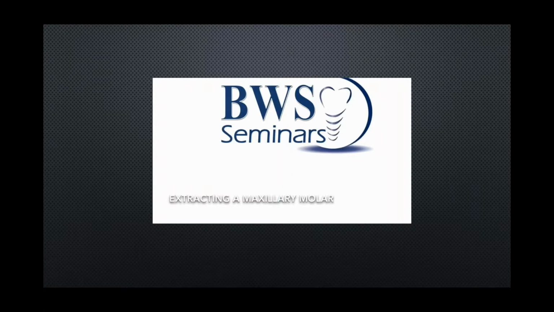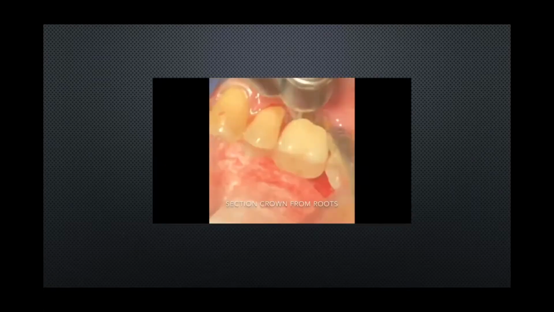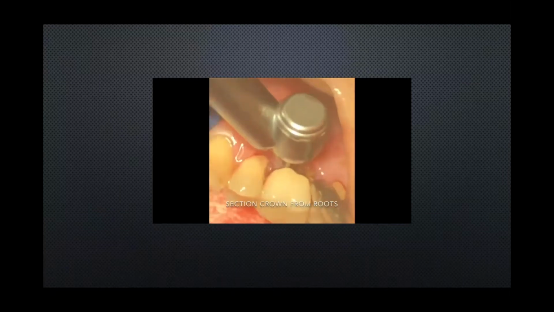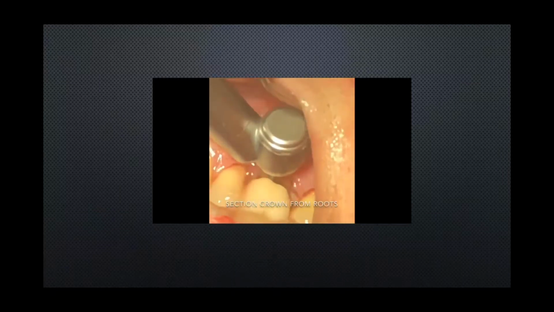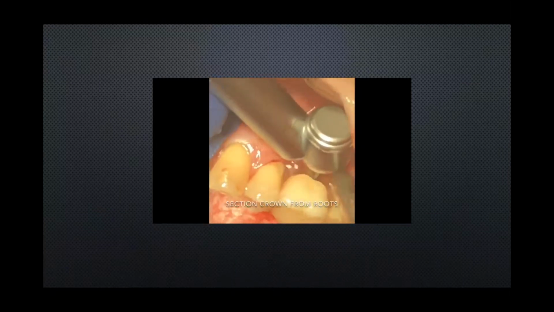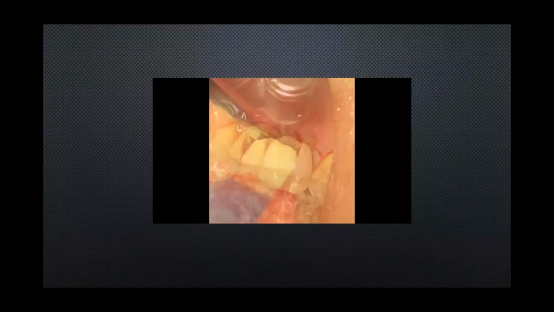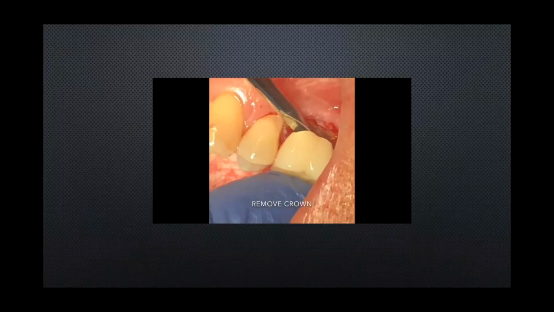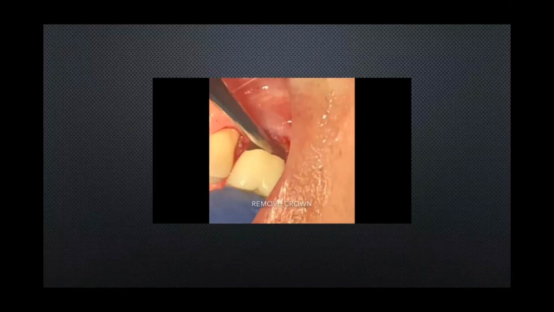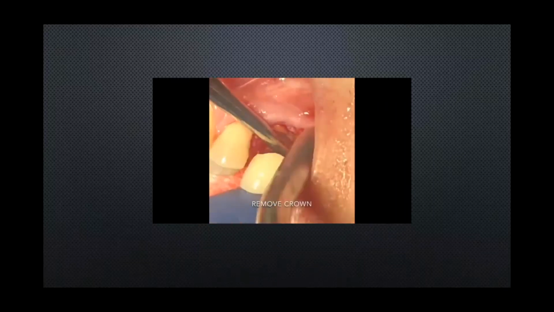This is a little video that we made up, and it shows extracting a first molar. The first thing you want to do is section the crown off. I always say you don't get style points by ripping that tooth out in one piece. It's all about atraumatic extractions. It's all about preserving that bone, especially if you're thinking in terms of implant dentistry. So the first thing we're going to do is section off the crown.